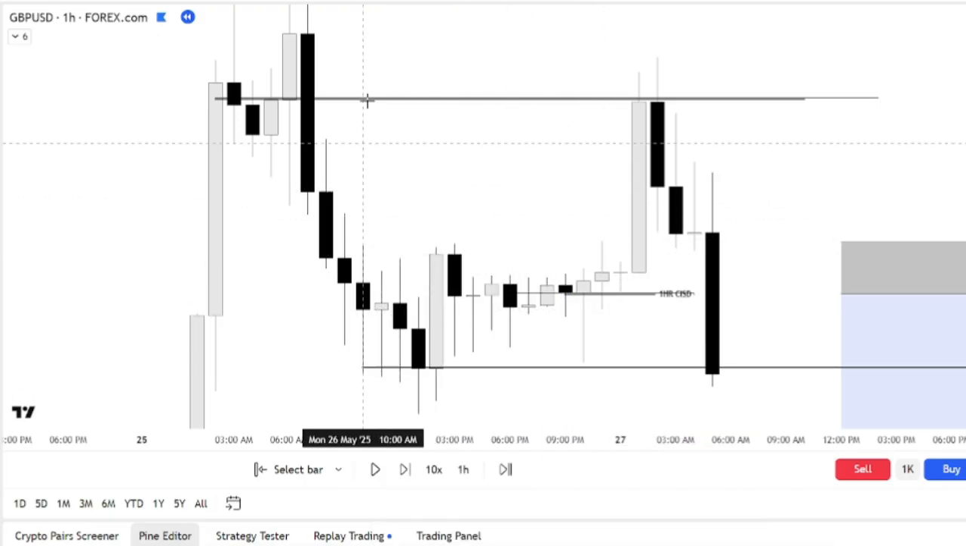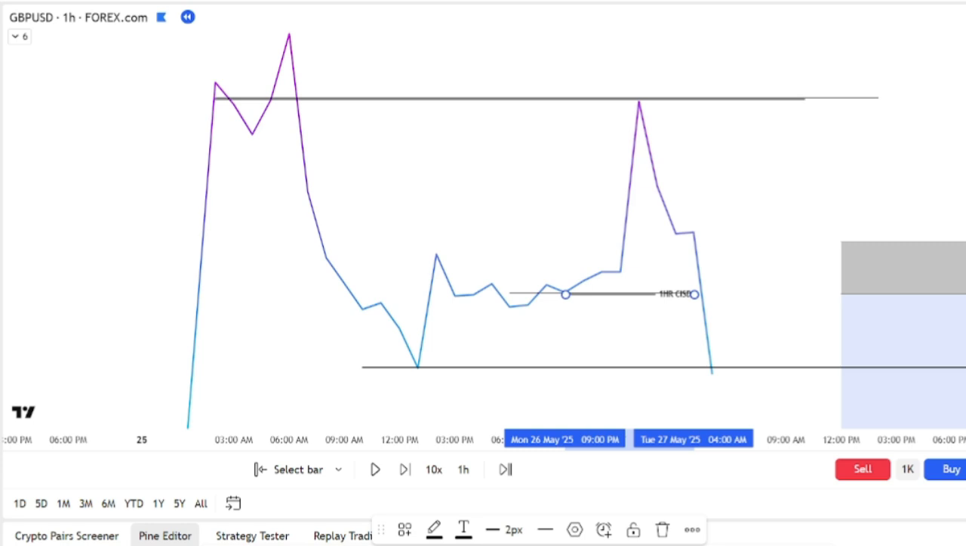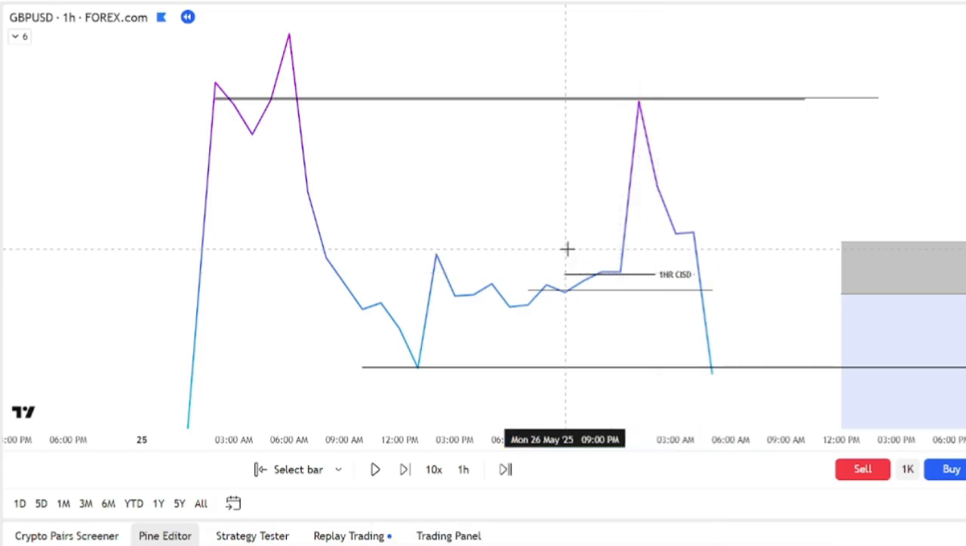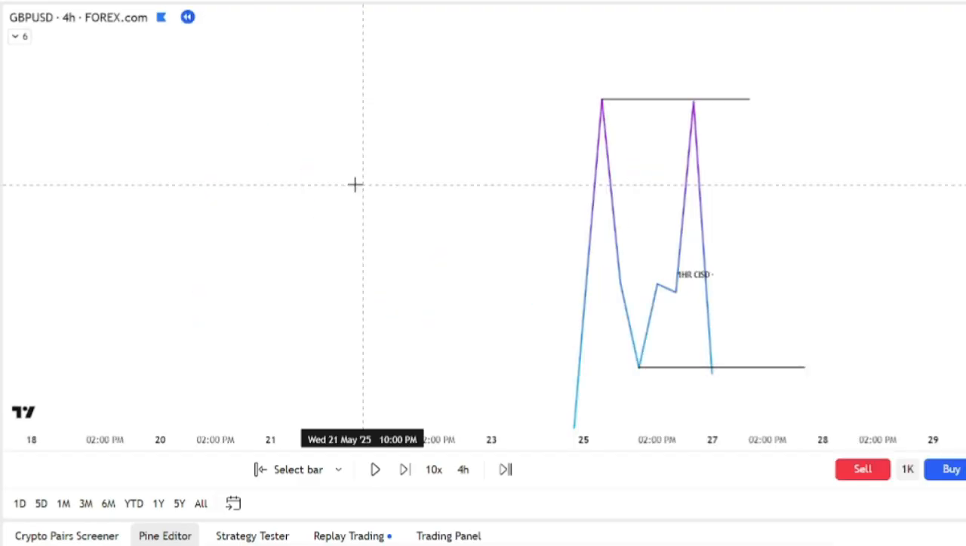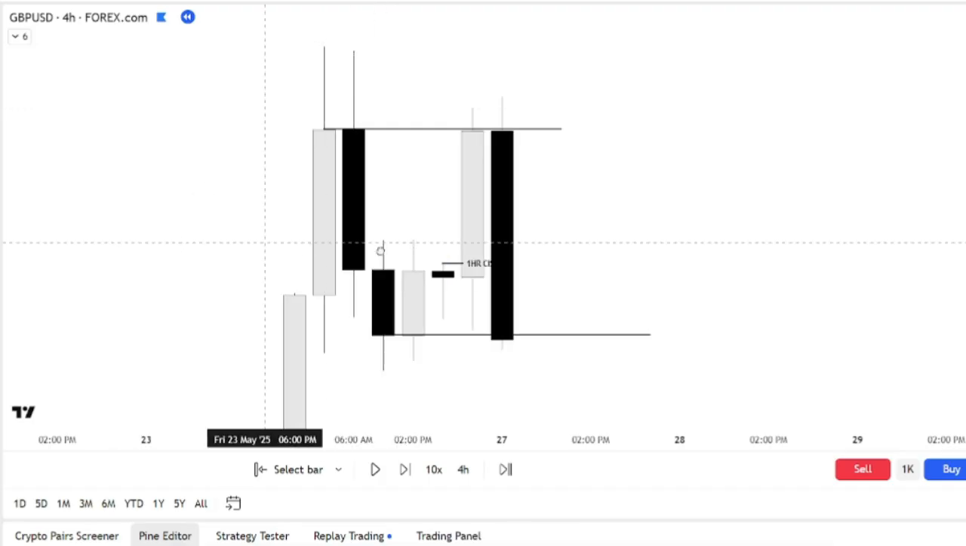Plus, if we go to the line chart, what are we going to see? We'll see that we even have a double break of structure right there. We had one here, and this was another one. So we had a double break of structure indicating that price is willing to go to the downside. So what do we do in this instance? It's very simple.